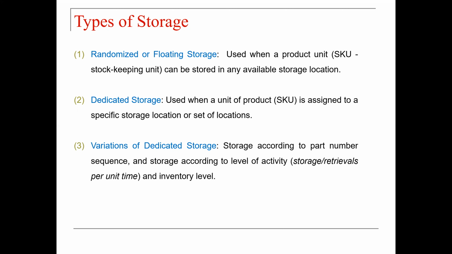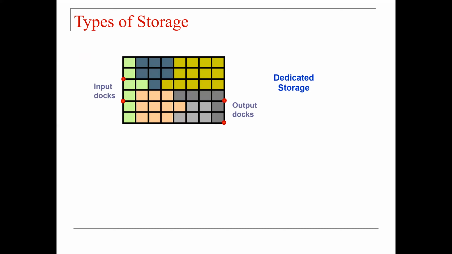And number three are variations of dedicated storage: storage according to part number sequence, and storage according to level of activity, storage and retrievals per unit time, and inventory level. So this is the third type that we are going to be discussing in this lecture. So for dedicated storage, we have the following.